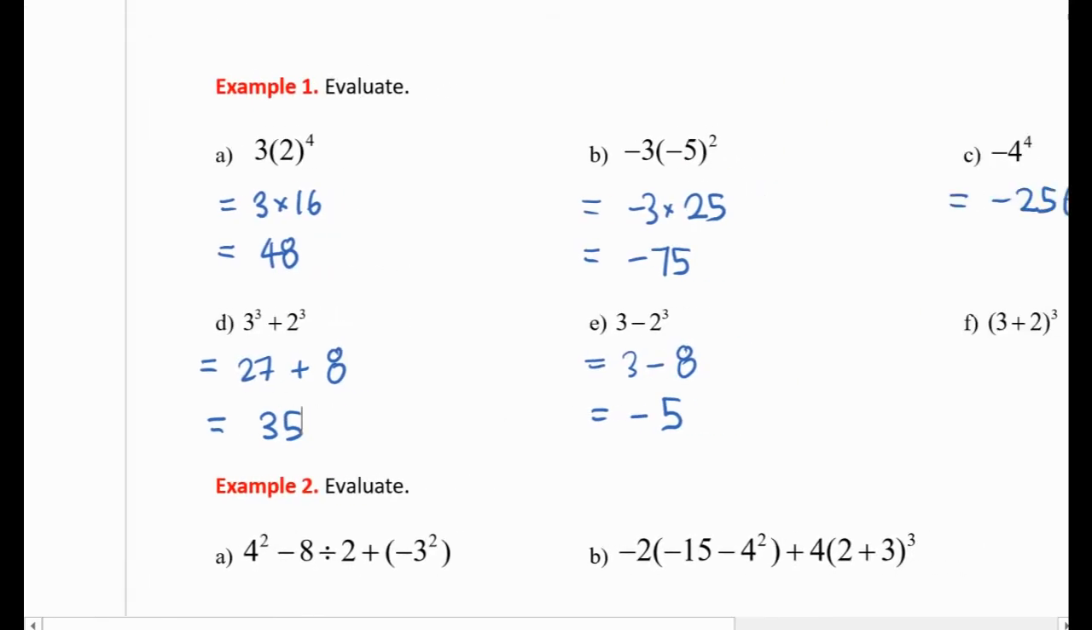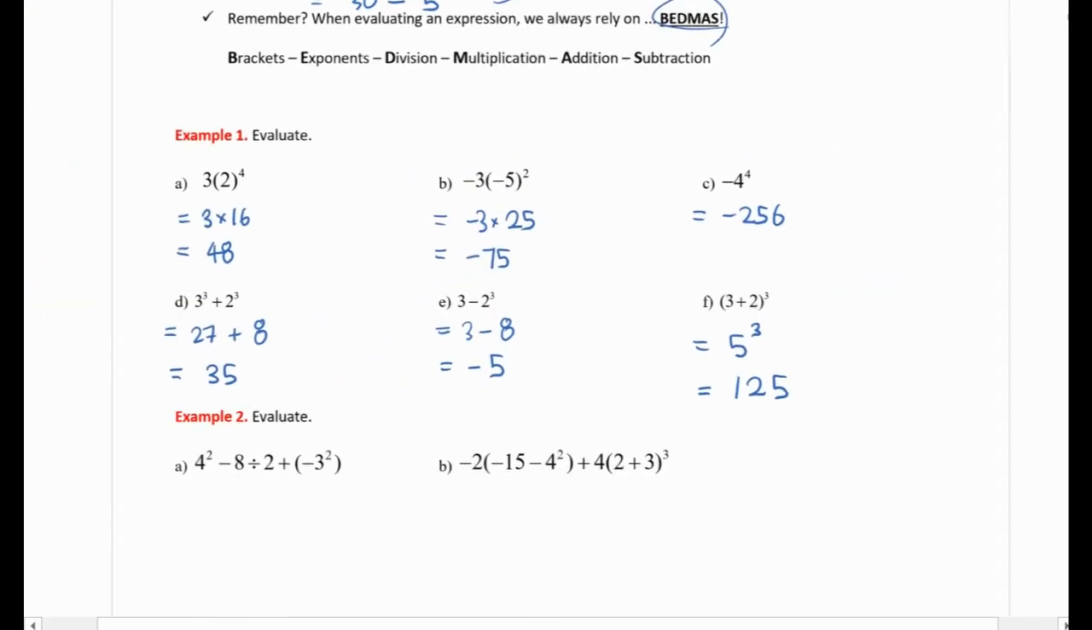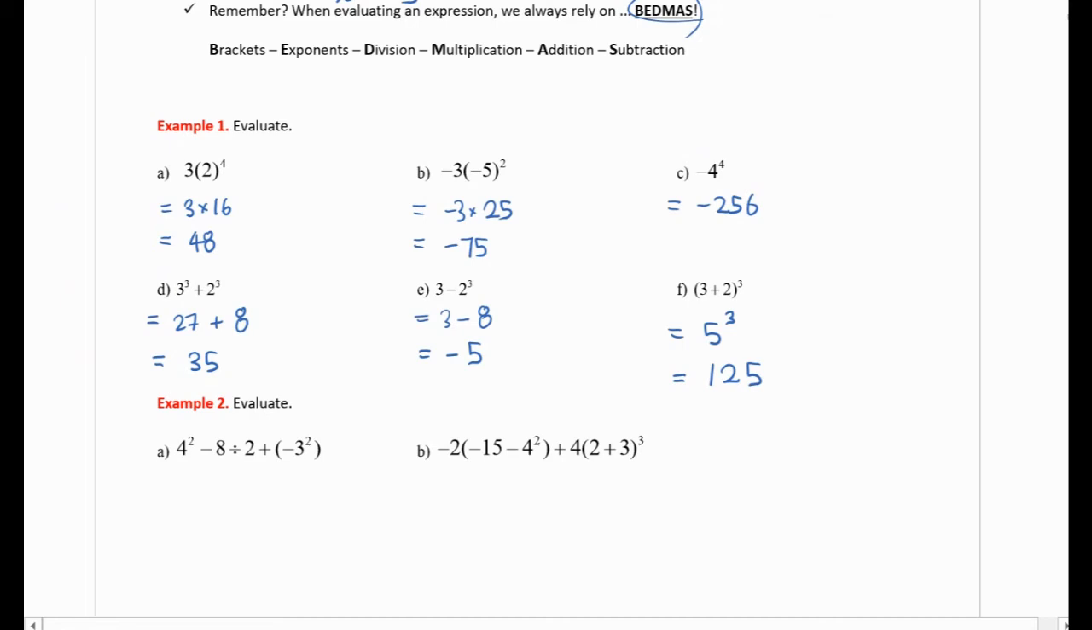So just follow the BADMAS rule. Next one, we're going to add the bracket. You do the bracket first. You're going to add 3 plus 2. That is 5 cubed. Then 5 times 5 times 5 is 125. All right, everyone? Okay, let's move on.